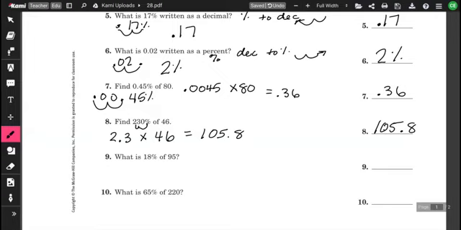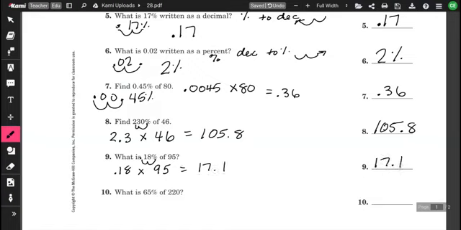Again, we're going to make this into a decimal. It says, what is 18% of 95? So I have 0.18 times 95, which will then give us 17.1.